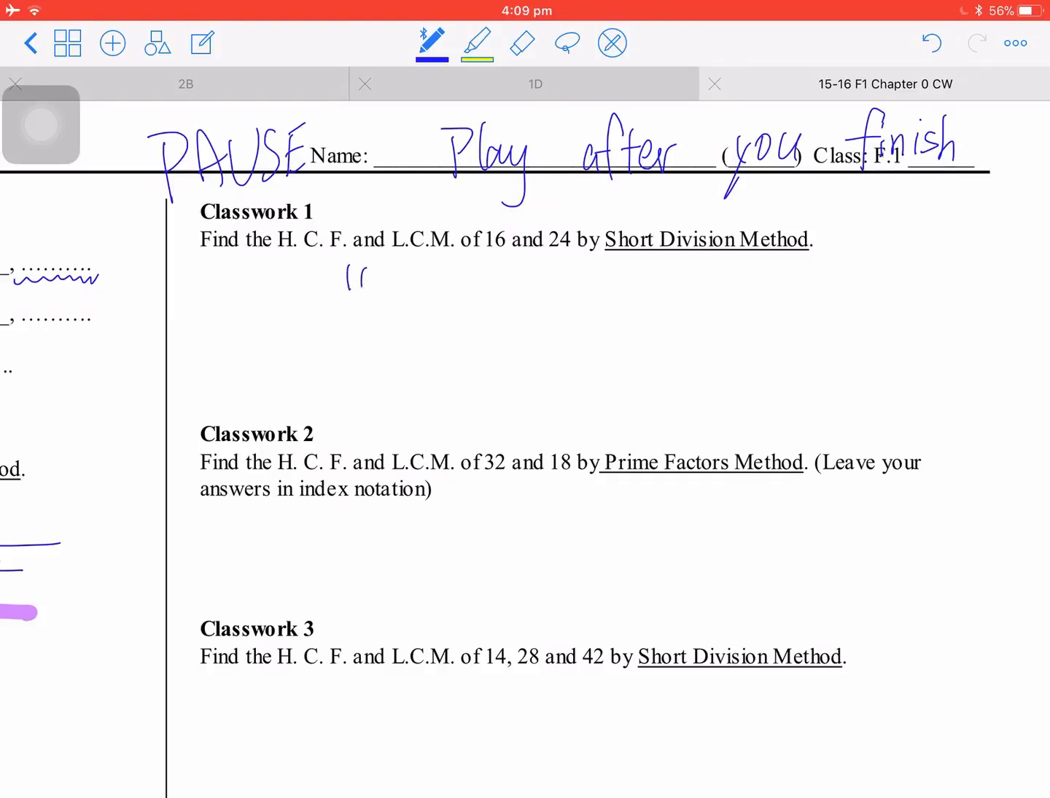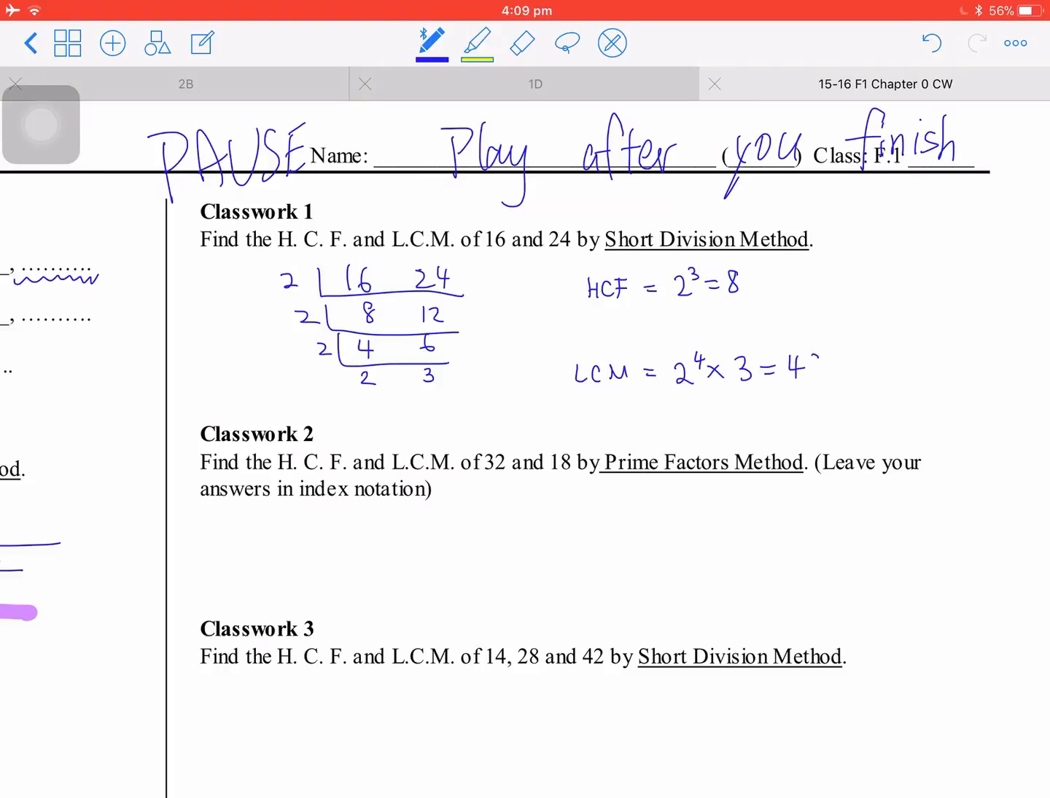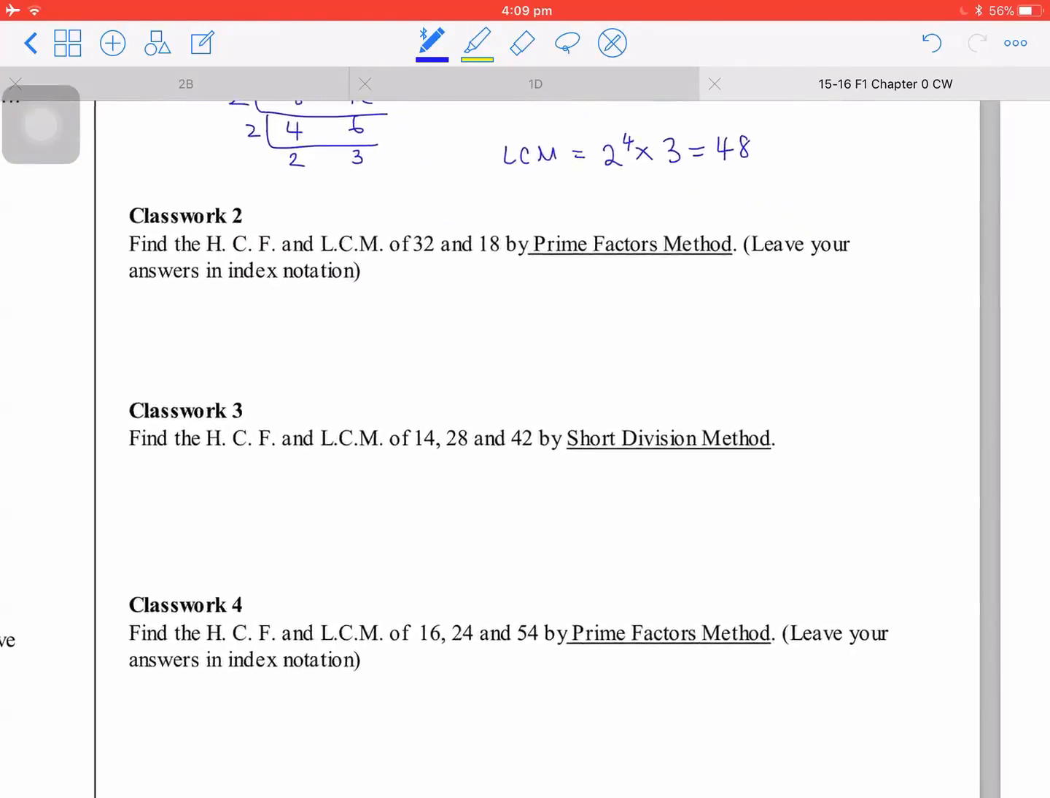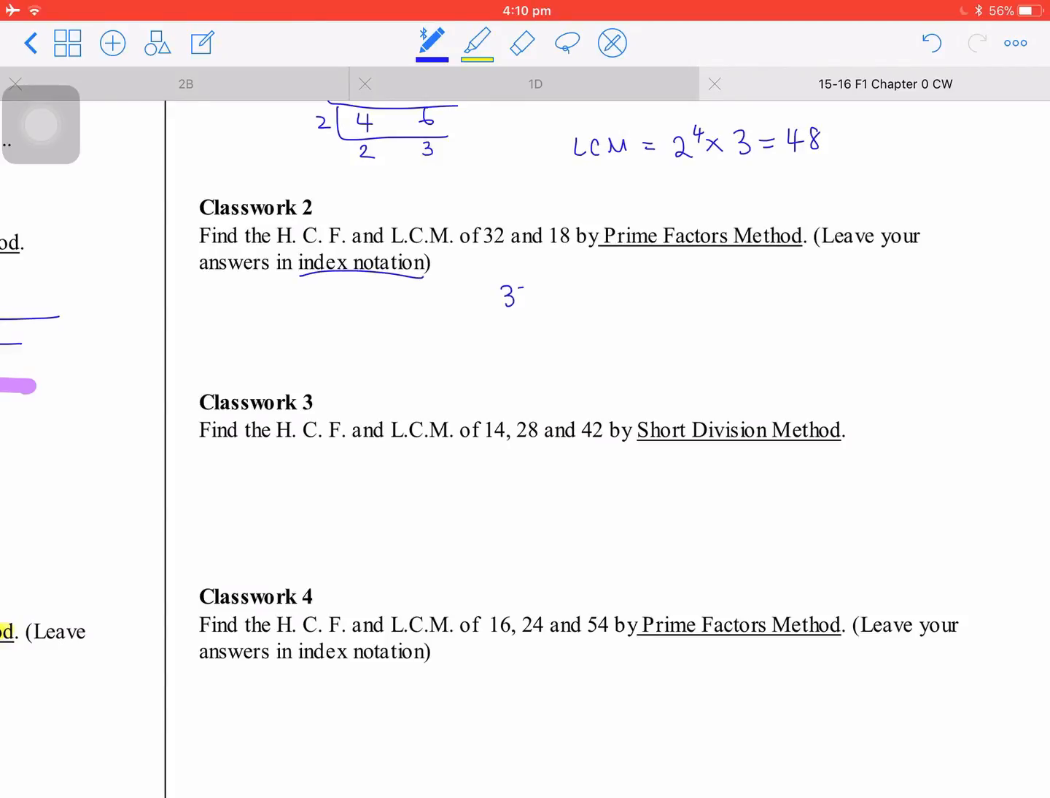Okay, for 16 and 24, if you are going to use the short division method, you just do your steps here, and you have something like this. So again, you are going to have the HCF and the LCM. For HCF, it is 2 to the power 3, that is 8. And for the LCM, that will be 2 to the power 4 times 3, that is 48. And for the next question, it is about index notation. So again, 32 and 80, just do short division, and then you have 2 times 3 to the power 2. For 32, that is actually 2 to the power 6. Is it okay for you? Sorry, not 6, that should be 5.